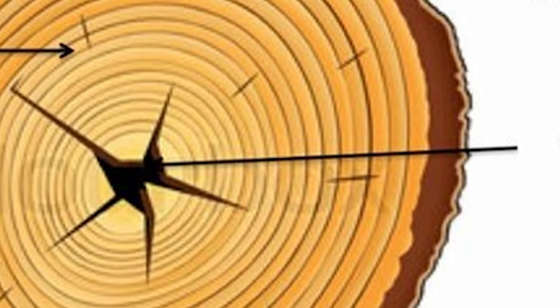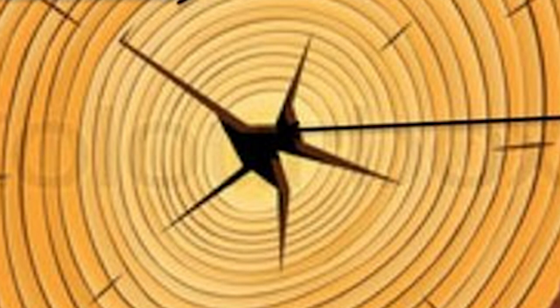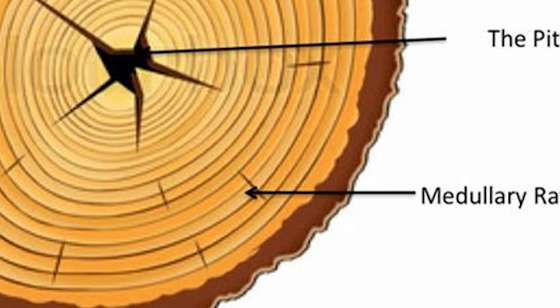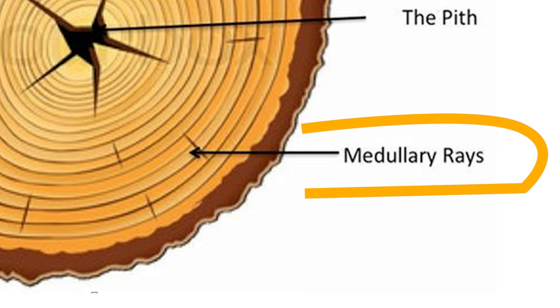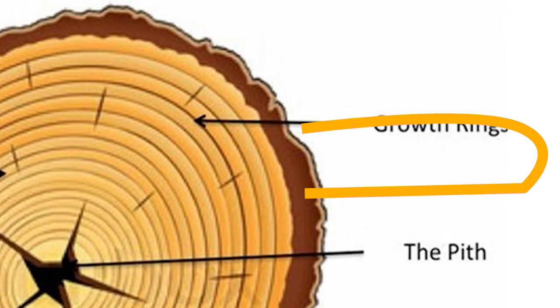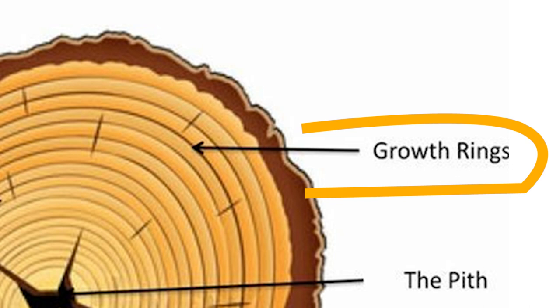And if you look at this picture on your screen right now, you will notice there are lines radiating from the pith. These lines are what we call medullary rays. Finally, every tree has its own age, and that's how we come about growth rings. Yes, growth rings can also be referred to as annual rings. Growth rings are also referred to as what? Annual rings. Very good. Now, the growth ring tells us how old a tree is.